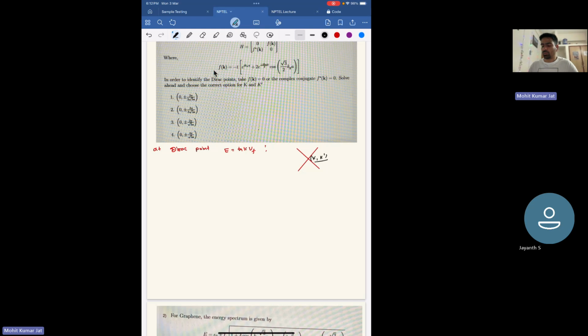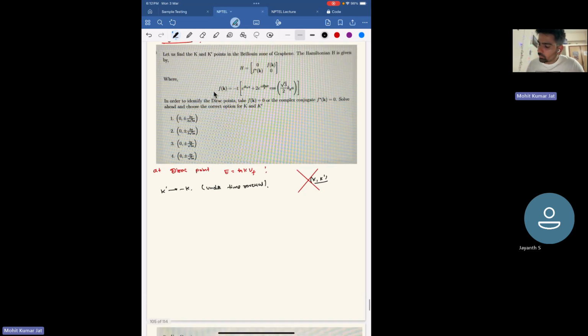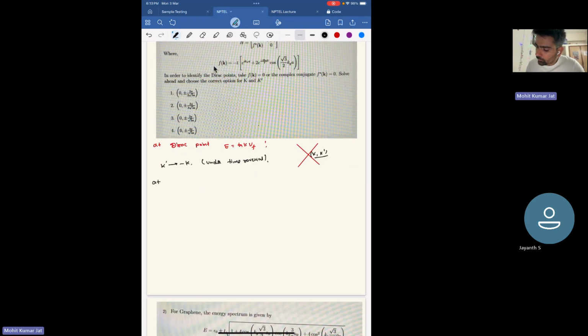So K and K prime are the points which are rotated with respect to each other by 180 degrees. Under time reversal symmetry, k goes to minus k, so K prime is equal to minus K under time reversal. Since time reversal symmetry is not broken in this system, this holds. Now it says find out the coordinates of the K and the K prime point. If you can find out the coordinates of K, then K prime will be just the negative of it. So let's start. To find it, put the F_k term equal to 0.